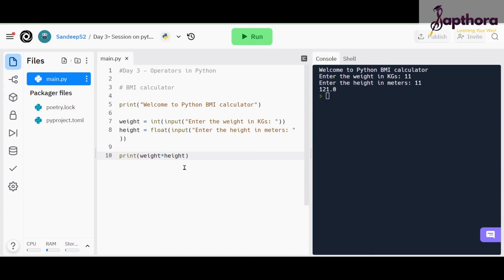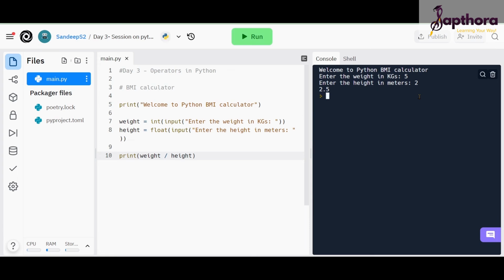Then the division, maybe like this. I'll put the symbols. You have to observe the symbols, okay? If you have not observed, please go back to the video again and start observing that. And if I run now, maybe 5 divided by 2, it is 2.5. So I'm getting the correct value.